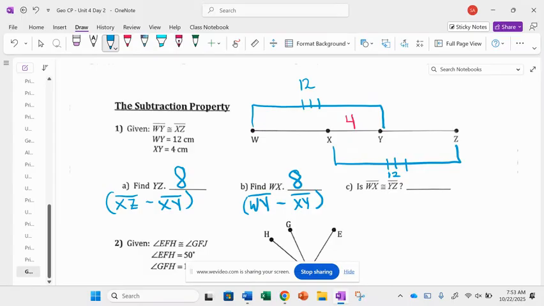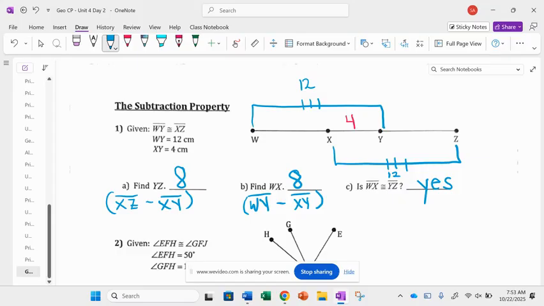So what's the moral of the story? I started off with two congruent segments, WY and XZ. And didn't I subtract XY from both of them? So I had two congruent segments. I subtracted the same thing from both of them. Were the results still congruent? Yes. Is WX congruent to YZ? Yes, they are congruent.